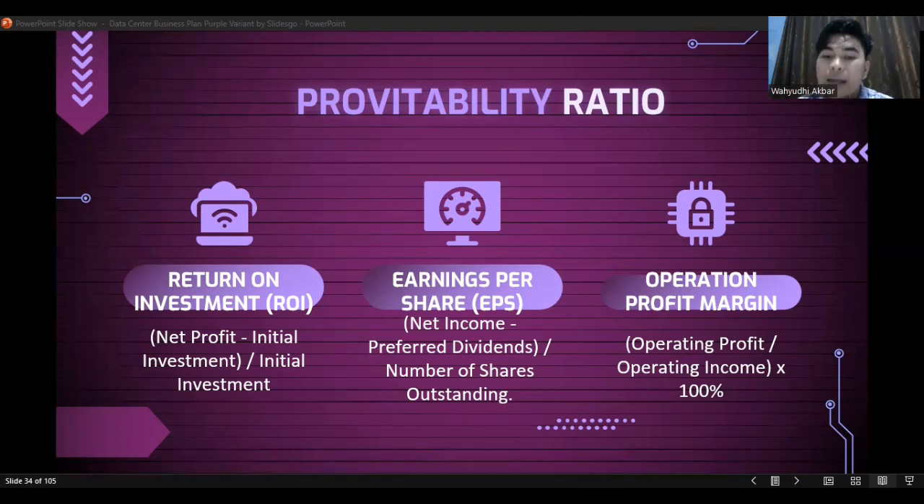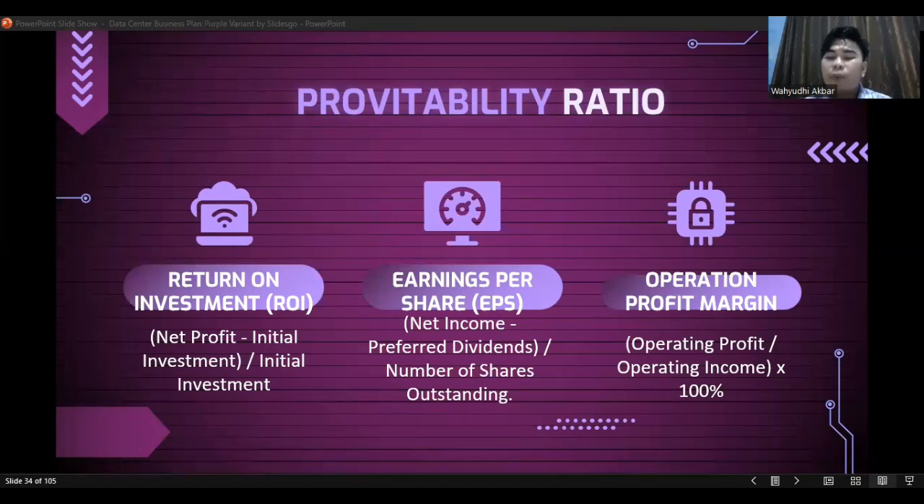interpretations, and the results need to be analyzed in the context of the industry, company size, and purpose of the analysis. In addition, the results of profitability ratios should be compared with various periods or with similar companies to gain a better understanding of the company's financial performance.